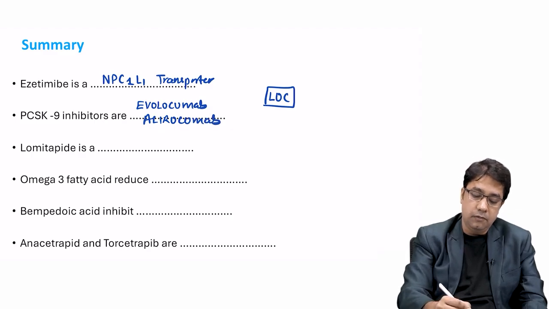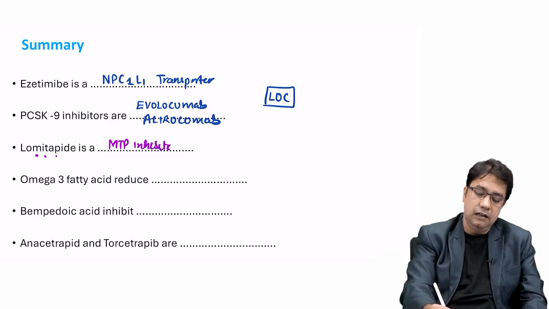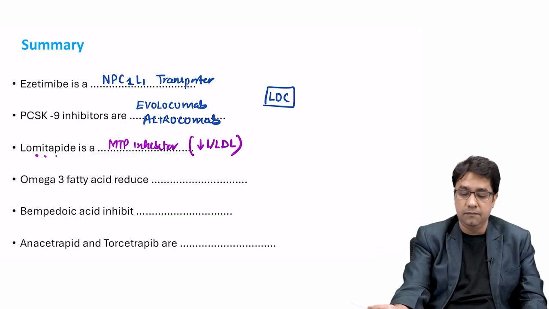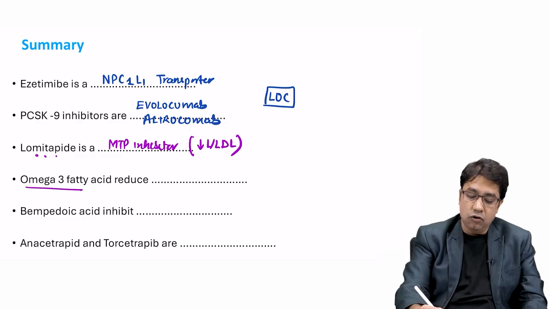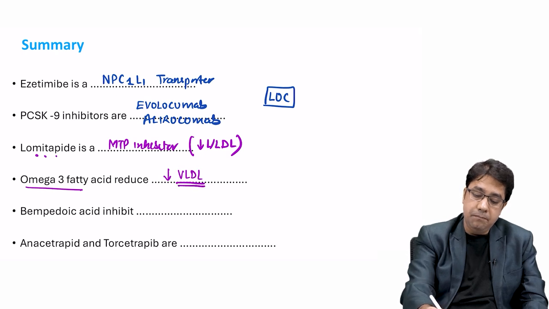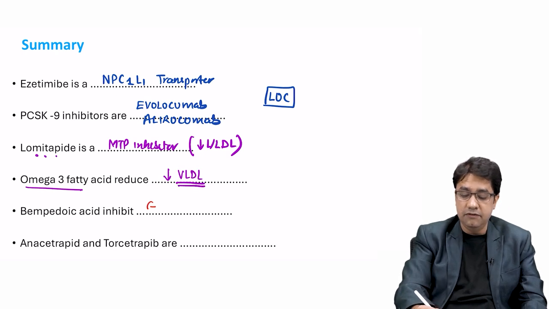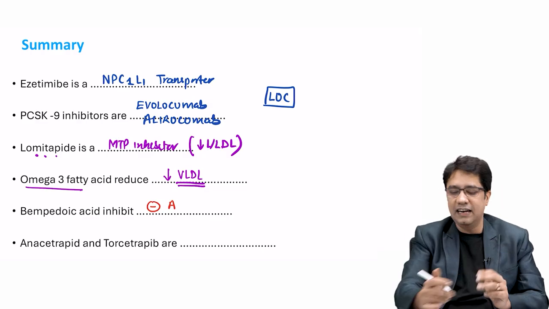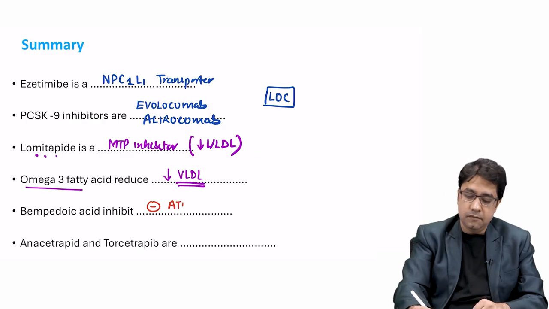Evolocumab, alirocumab. Lomitapide, the MTP word is coming. It is an MTP inhibitor, microsomal triglyceride transfer protein, which decreases VLDL production. Omega-3 fatty acid also reduces VLDL production. Bempedoic acid, a new drug, inhibits which enzyme? One enzyme which acts before statins act, ATP citrate lyase enzyme.